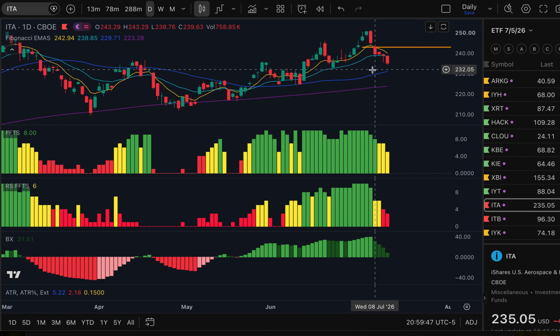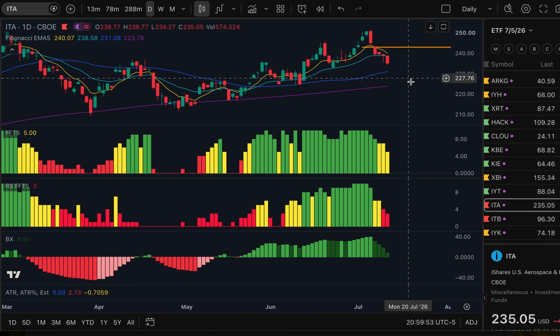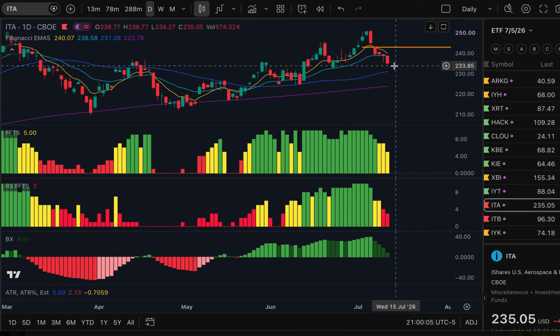When I made the video last week, the indicators were looking good, but now we have the trend dropping to 5 out of 10 and relative strength trend to 3 out of 10. It's still holding on to positive momentum. You can see we are below the 21 EMA. So I've taken that one off the list.